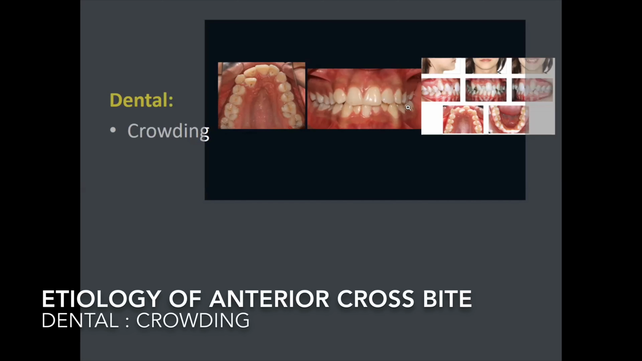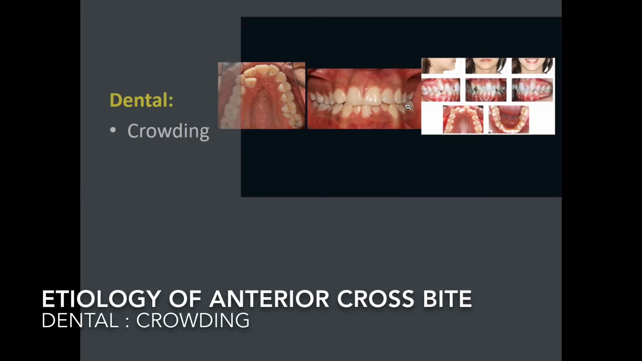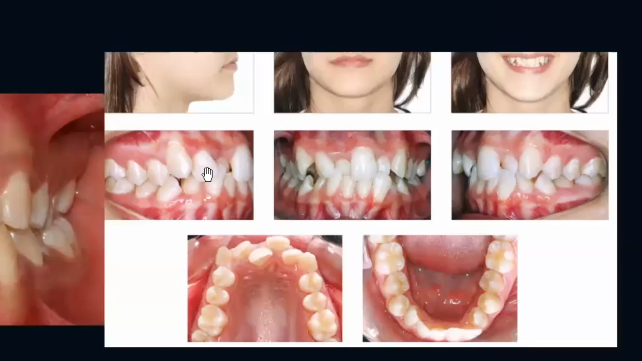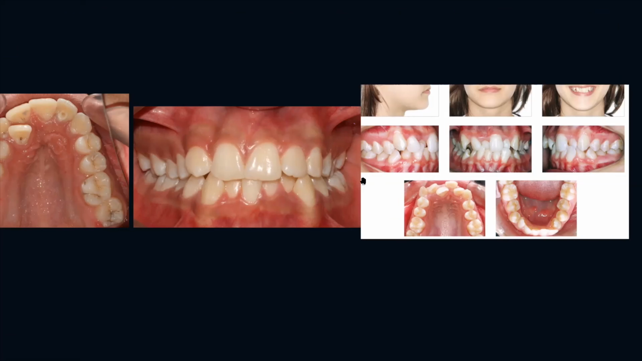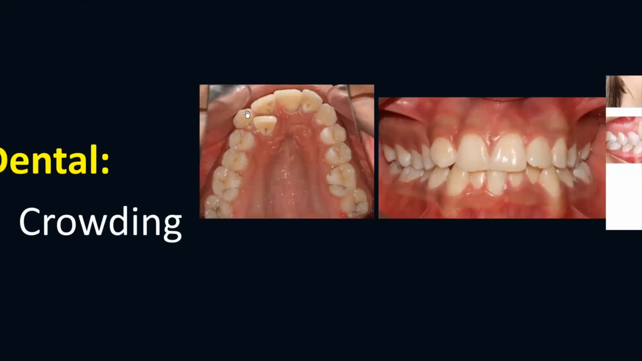One of the most common causes of the anterior crossbite is the lack of space for the proper eruption of any of the incisors. For example, as you can see in this case, two of the incisors are in crossbite. One of the most important and common reasons for the anterior crossbite is the lack of provision of adequate space for the proper eruption of the incisors. And most commonly you see the upper lateral incisors in crossbite.